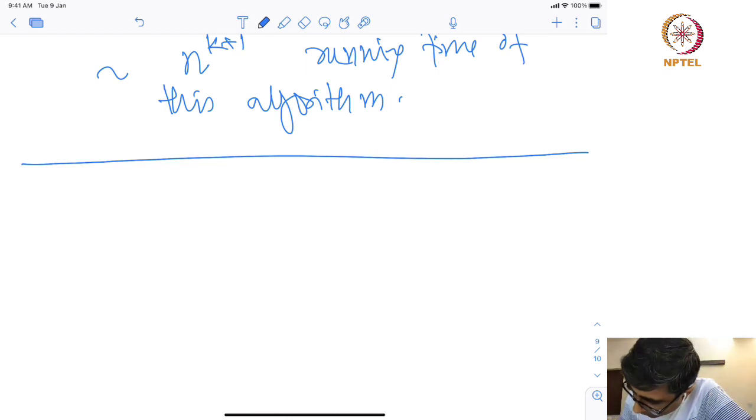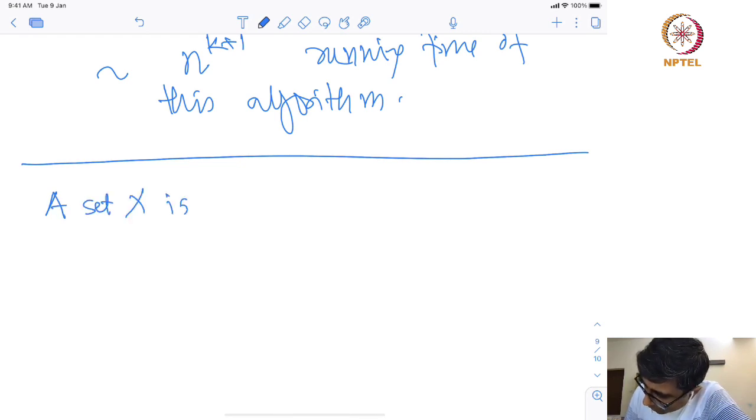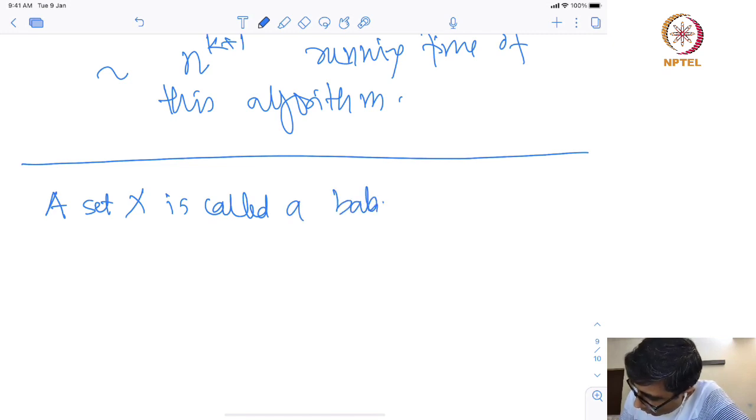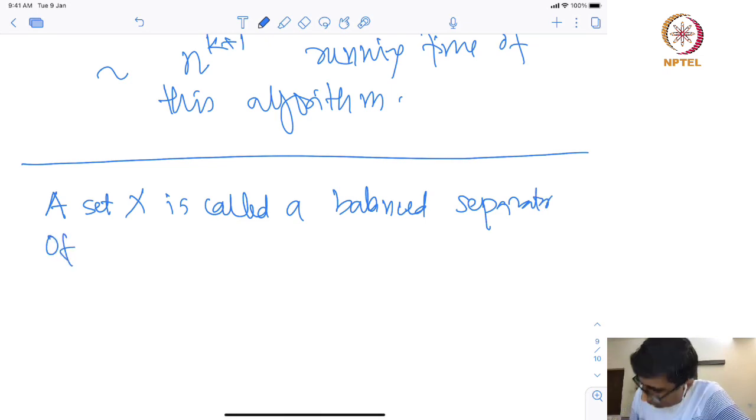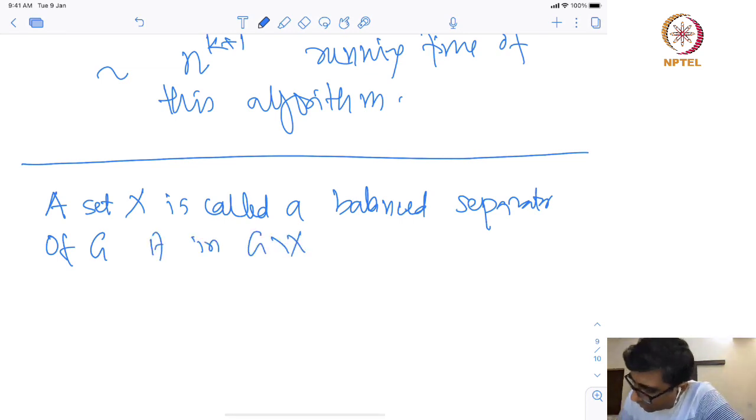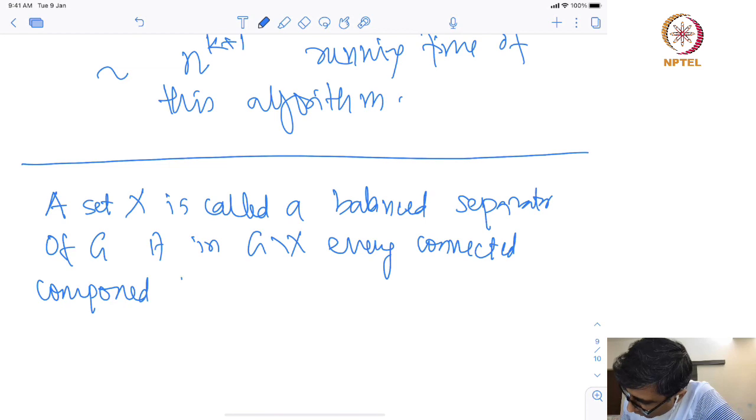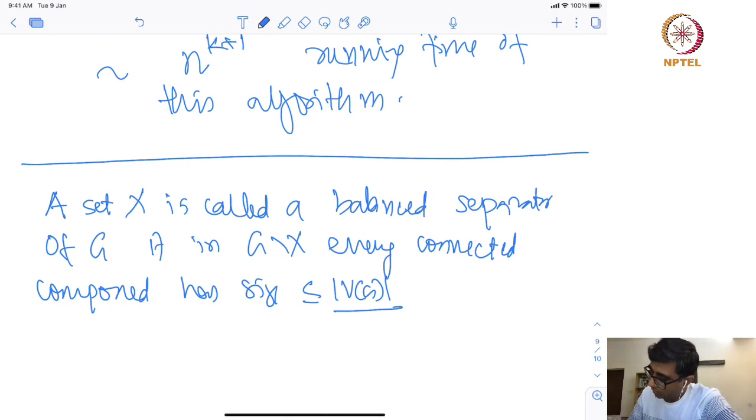Okay. So let me define. A set X is called a balanced separator of G if in G minus X every connected component has size at most the number of vertices of G over 2, right. So this is my first definition.